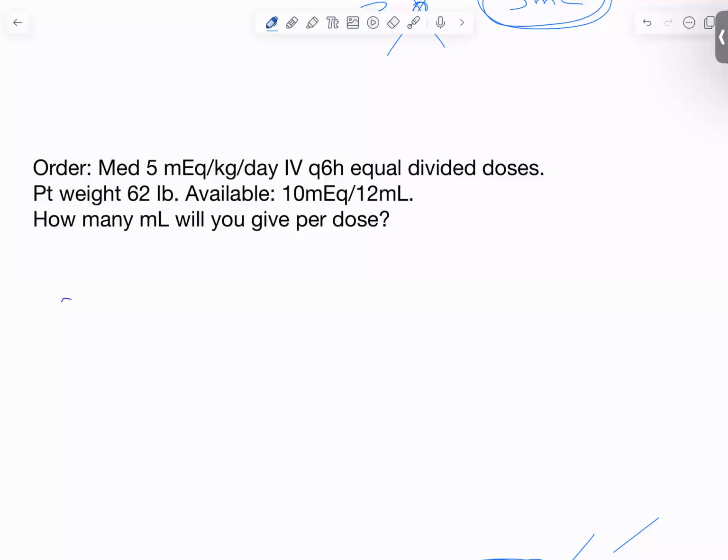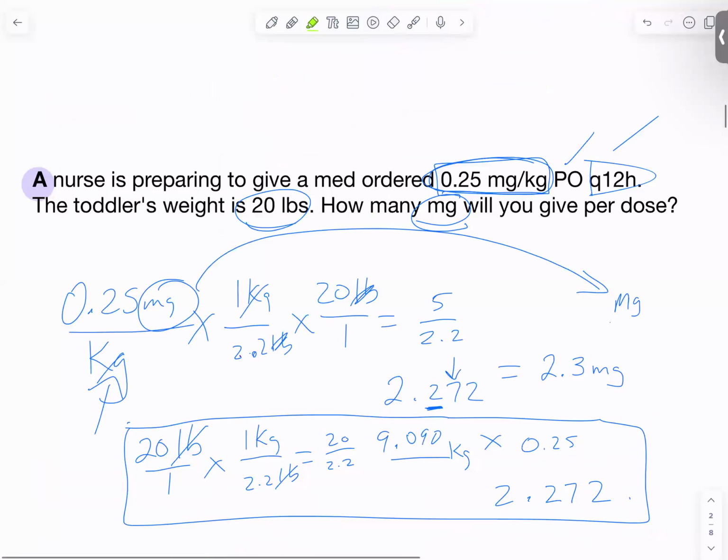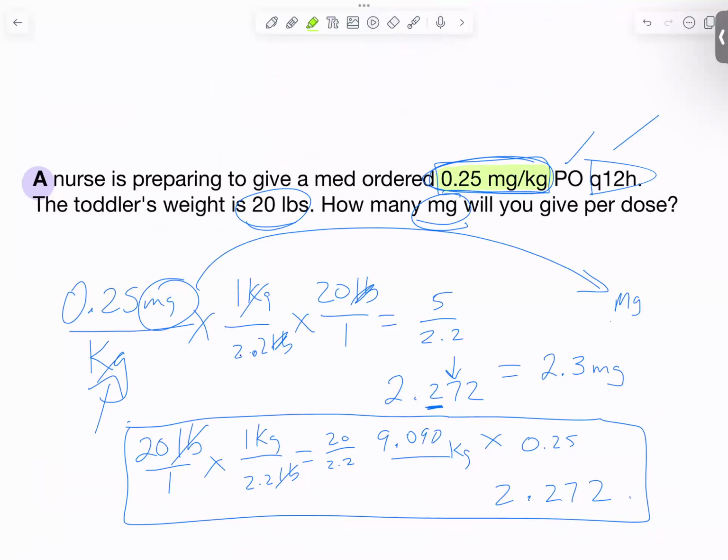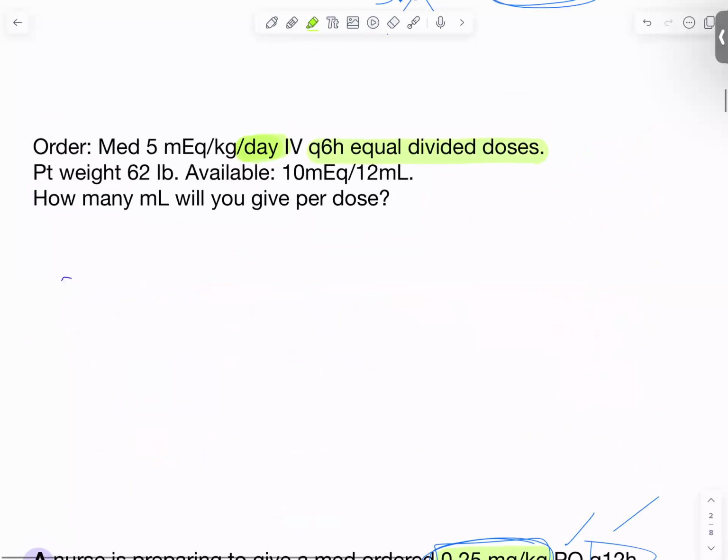Right away, what's the difference in this question? That it's every 6 hours, so we have to divide it by 4, because the order is written for the day. Now you have to use the divided doses every 6 hours. This one, the order was just to give this for the body weight. There was no word day in it at all. So I'll let you solve this one.